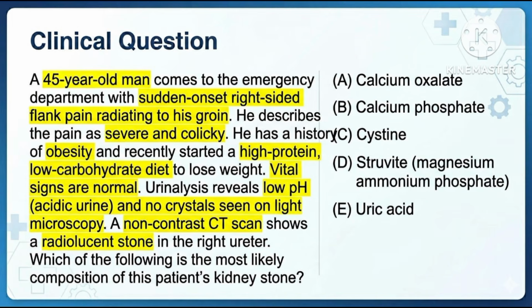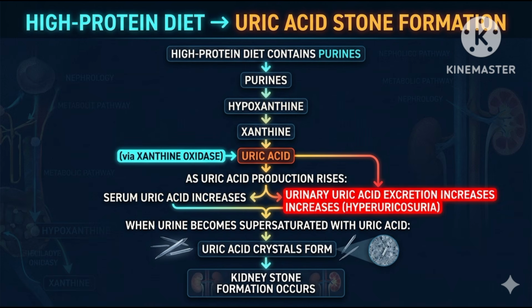As we all know, protein metabolism yields uric acid. High protein diet means increased excretion of uric acid in urine, leading to increased risk of uric acid stones.